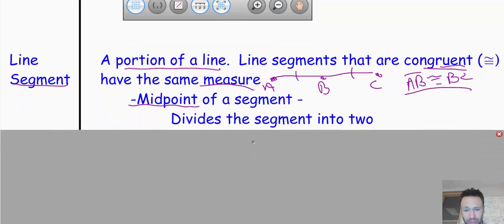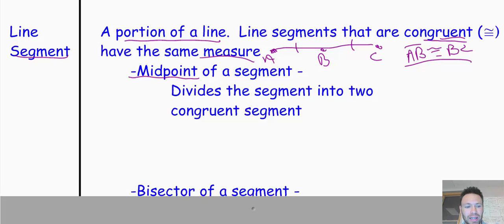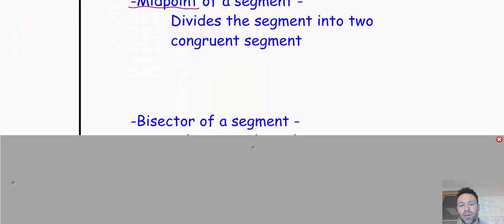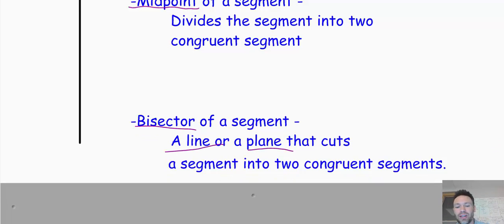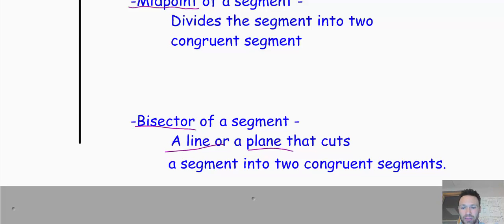Next thing. A bisector of a segment. Bisector, that word means to cut in half. Bisectors of segments cut things in half, but instead of saying it's a midpoint, now I have a tool doing it. So I can have a line or a plane that cuts a segment into 2 congruent segments. So that picture could look something like this. I have my point.